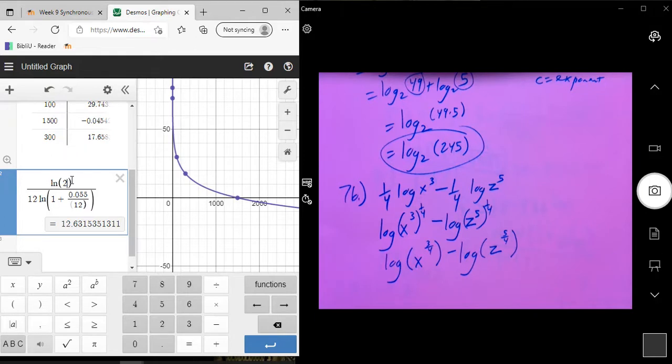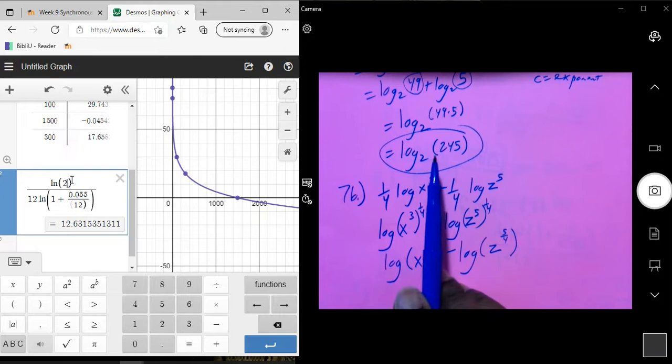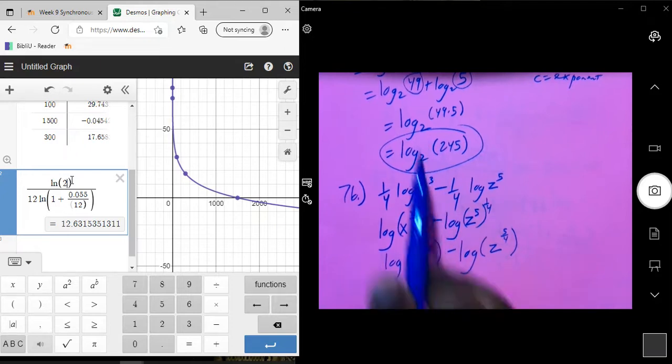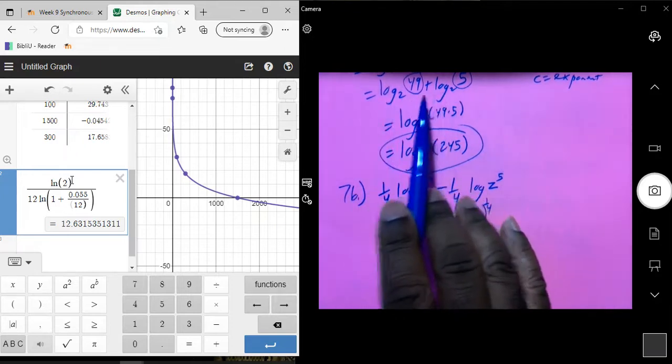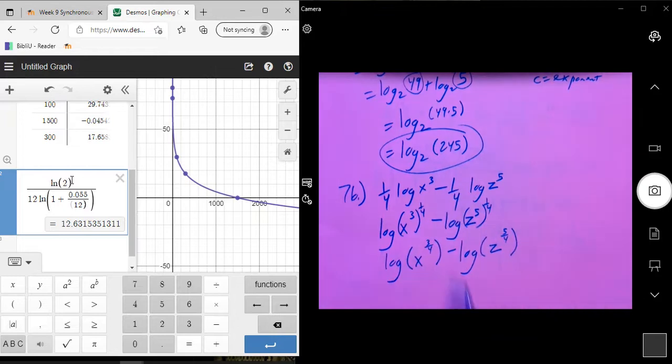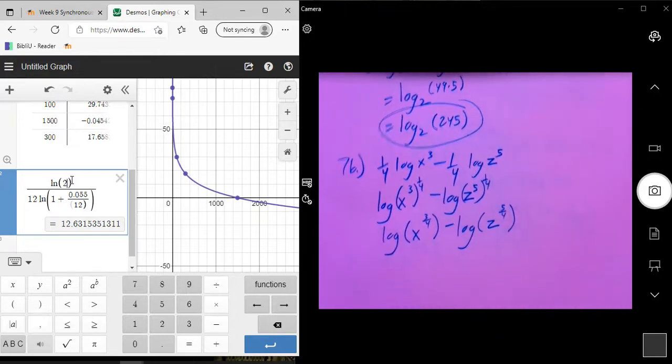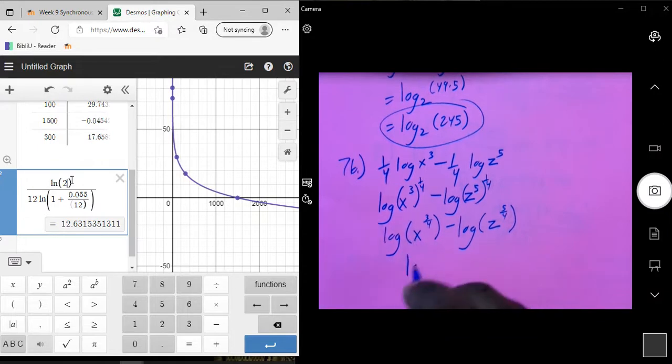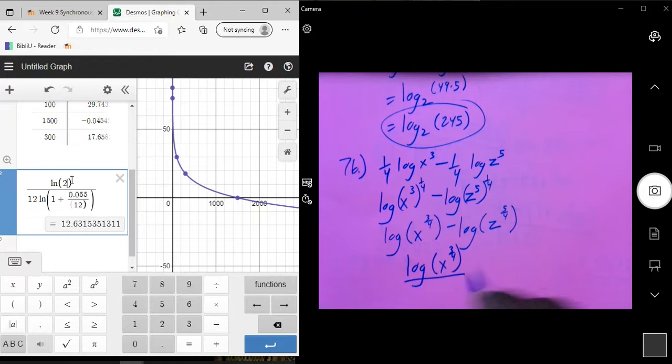All right, so now remember in the previous problem, we had logs with the same base. We added them together, and that gave us multiplication. We have logs with the same base in subtraction, so that means that would give us division, because that's the opposite. Subtraction is the opposite of addition, and division is the opposite of multiplication. So it'd be log x to the 3/4 power divided by log z to the 5/4 power.